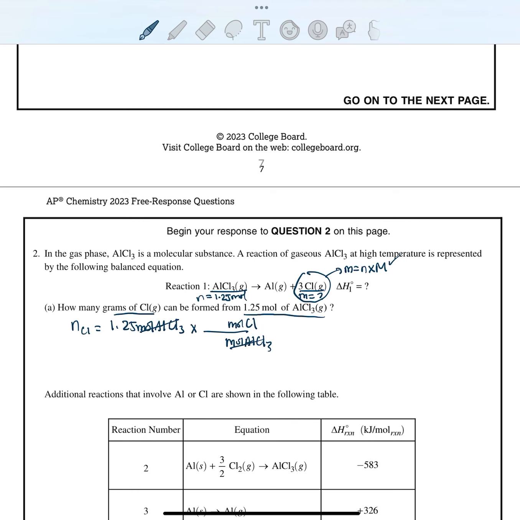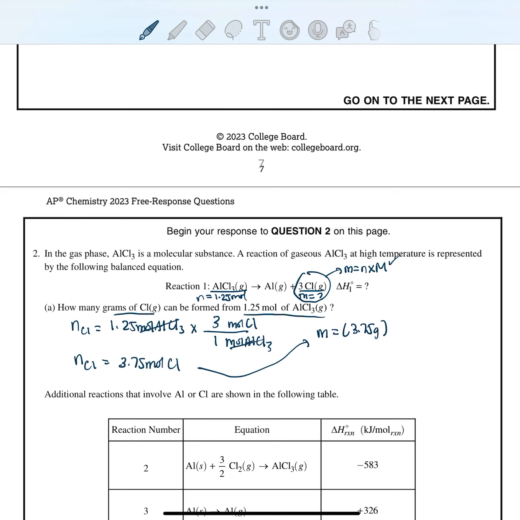To fill in the numbers of your ratio, use your balanced equation, because what I see is that for every 3 moles of chlorine produced, 1 mole of aluminum chloride is consumed, which means 3.75 moles of chlorine is produced. Now I can use this in my mass calculation. We're going to convert this to grams. That's what the question is asking me to do.